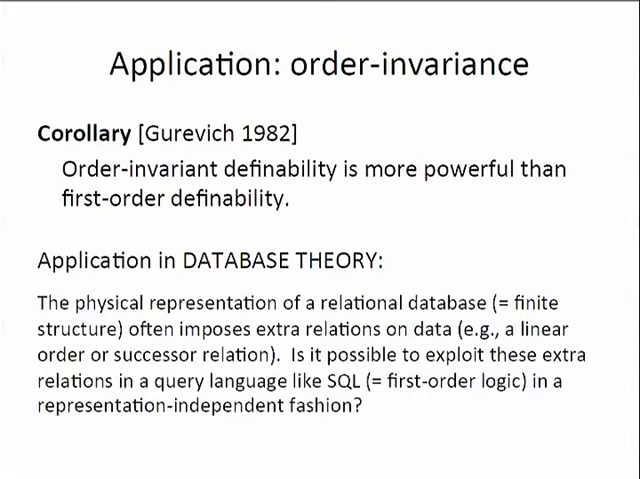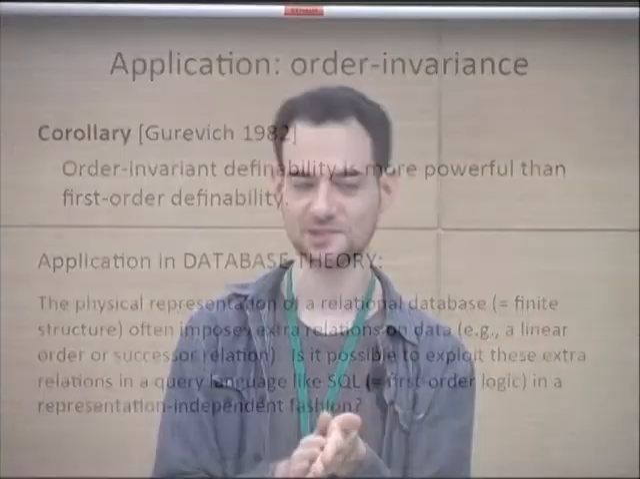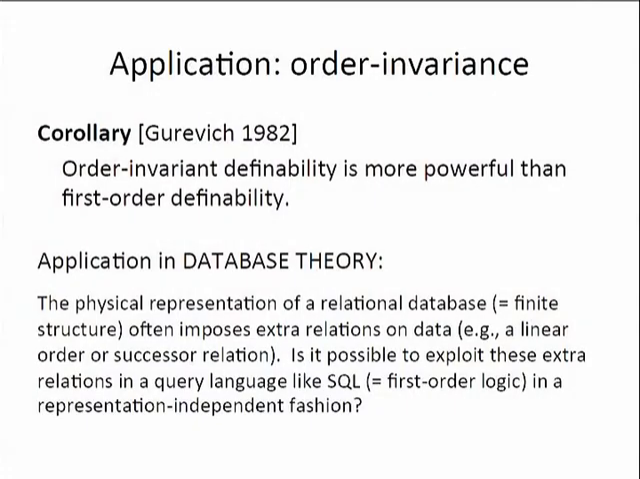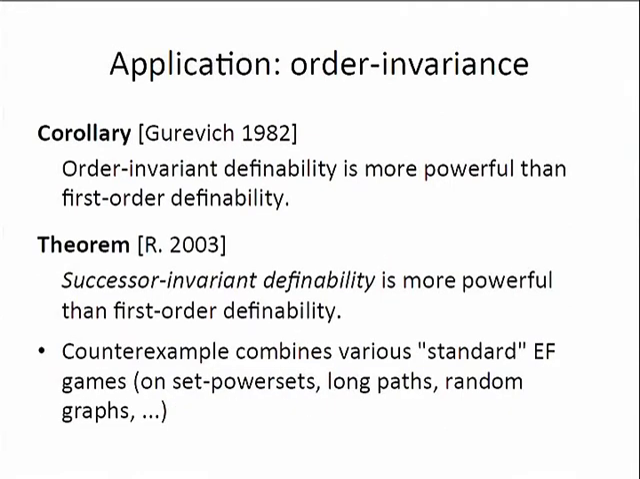If you're going to make use of some extra linear order imposed on your data, since that depends not on the database itself but on the representation, you want to make sure that you're not sensitive to the choice of linear order. When you translate this question into the finite model theory language, it is precisely asking if order invariant definability is more powerful than first order definability. Instead of order invariance, you could consider some other kind of auxiliary relation and ask about invariance with respect to that.